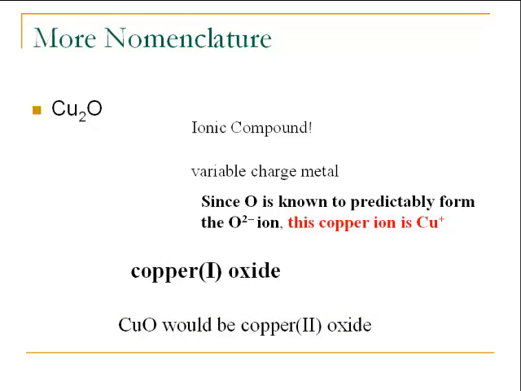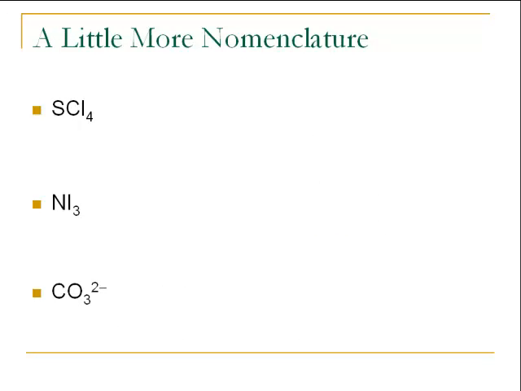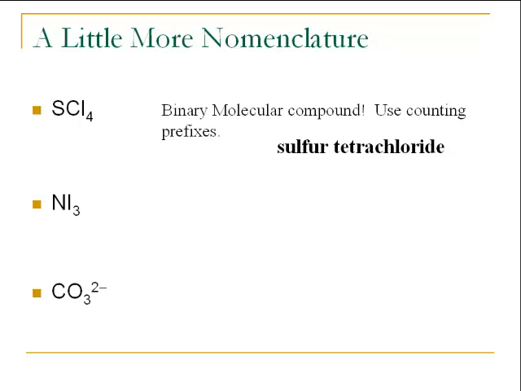So let's name a few more. This first compound has sulfur and chlorine present. Sulfur and chlorine are both nonmetals. This is a binary molecular compound with only two types of nonmetals represented. Since it's a binary molecular compound, we can use counting prefixes. The name for this one is simply sulfur tetrachloride. The next compound has nitrogen and iodine present. Nitrogen and iodine are both nonmetals. There's only two kinds of nonmetals represented, so this is another binary molecular compound, and we're allowed to use counting prefixes. We simply name it nitrogen triiodide.